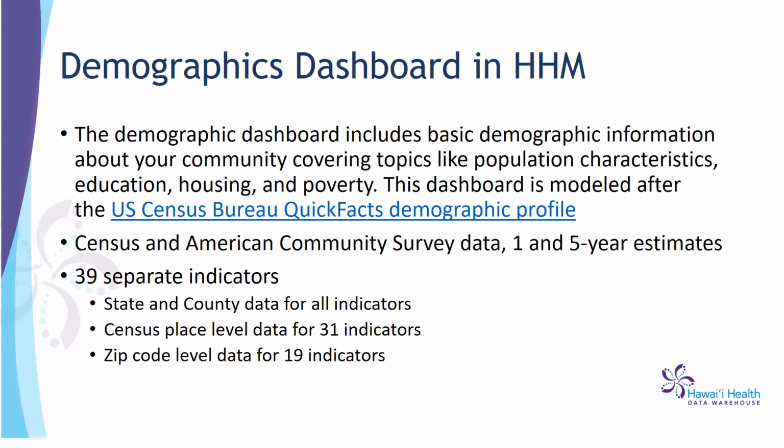There are 39 separate indicators in the dashboard. All of them have state and county level data, but 31 actually have data all the way down to the census place, and 19 indicators have zip code level data.